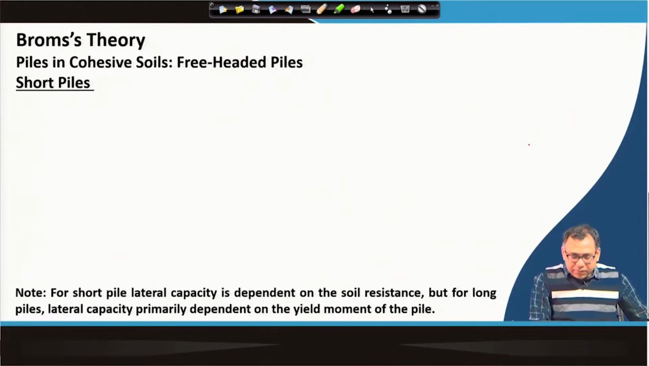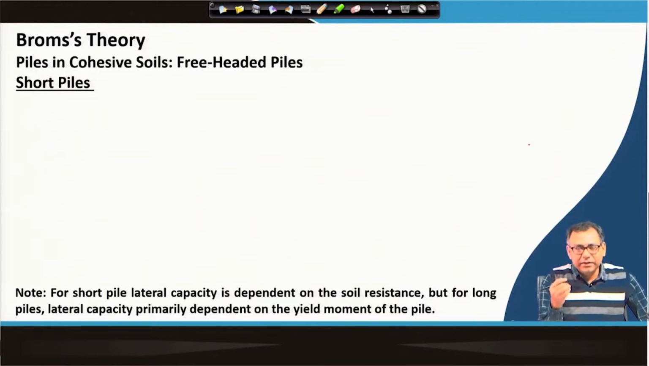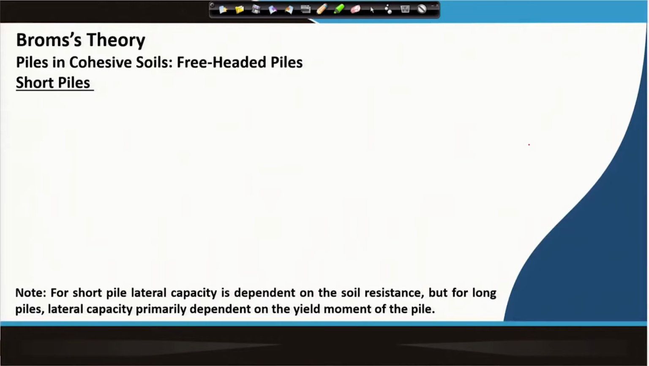Okay. So, based on that, Broms proposed different soil pressure distributions for short piles and long piles, for piles in cohesive soil and cohesionless soil. So, I will first discuss Broms' theory. Broms has suggested different pile-soil pressure distributions for different types of piles.